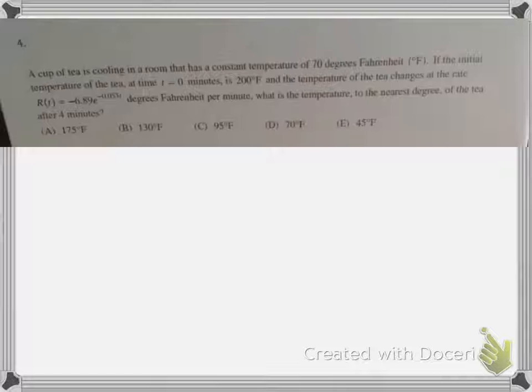Okay, here's number 4. So this is more like the free response questions that we've been doing. So you have a cup of tea, cooling in a room. The room is always 70 degrees. So they're telling you that so that this way you can say, well, what if the room was colder at some point? Okay, so at T equals 0, before anything, the tea was 200 degrees, so it's pretty hot.